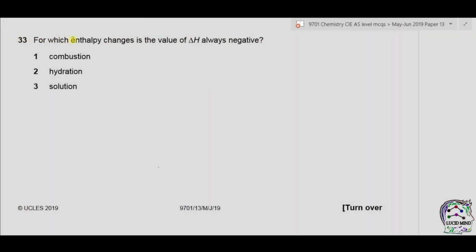Question 33. For which enthalpy changes is the value of delta H always negative? Negative enthalpy change means exothermic chemical reaction as energy is released. First one is combustion. As we know that energy is always released in combustion, so this is exothermic reaction and delta H will be negative.